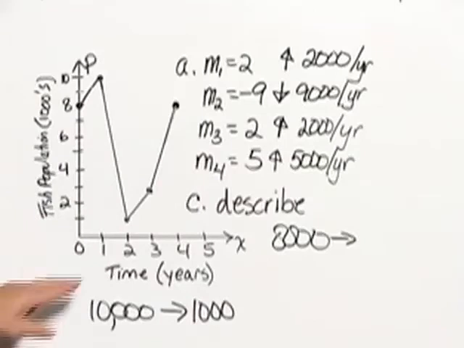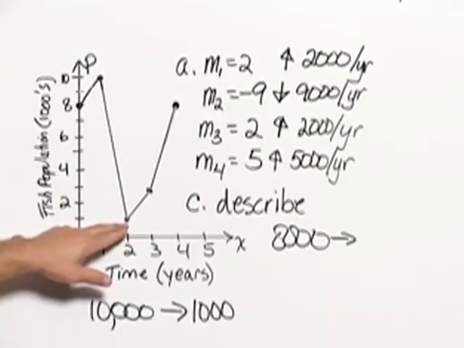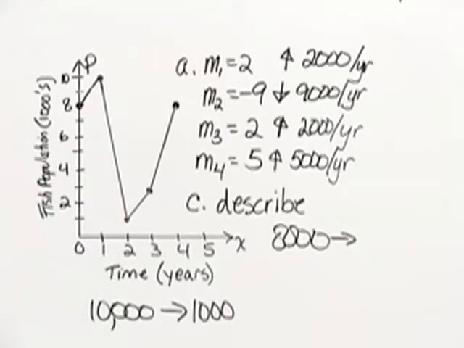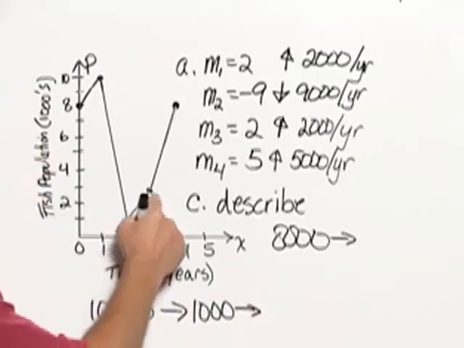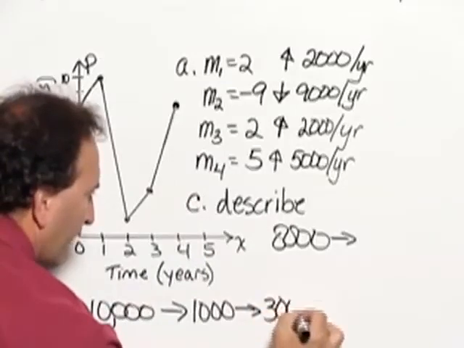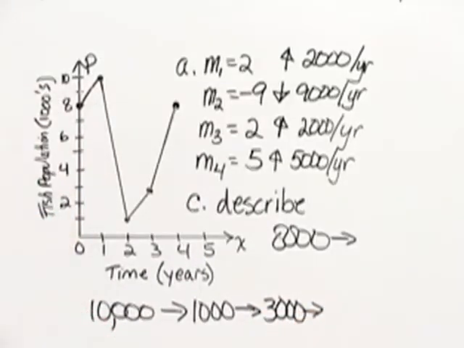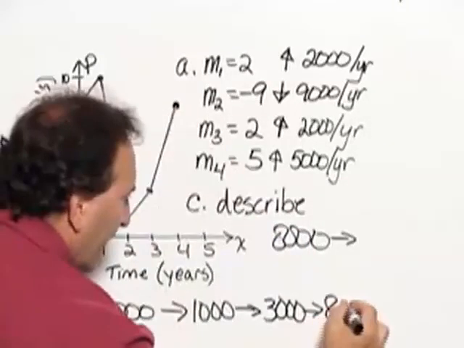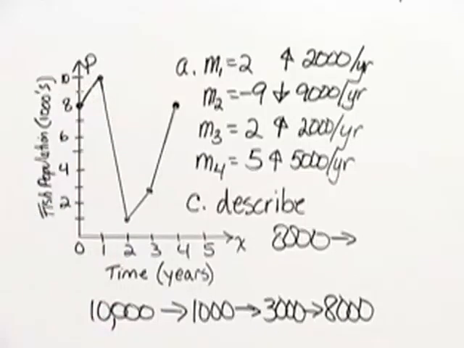And I would assume that this is the year in which the lake almost froze solid, and that's what created such a dramatic drop in the number of fish that were able to survive. Now, it then increased again in that next year, at a rate of 2,000, so we ended up with 3,000, and then it increased at a rate of 5,000 per year, added on to the 3,000, brings us back to the same population that it was at the beginning of 8,000 fish.